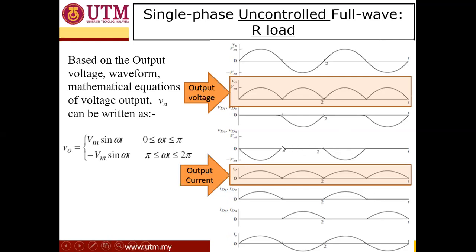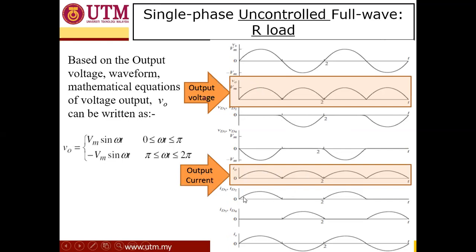So the voltage is zero here, but we can see D1 and D2, there's a voltage blocking. And this is the output. Since we are using R load, the output waveform is following the voltage waveform shape. Okay, and this is the current of diode D1 and D2.